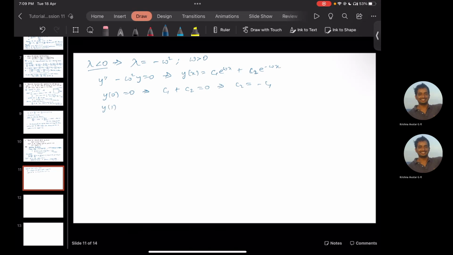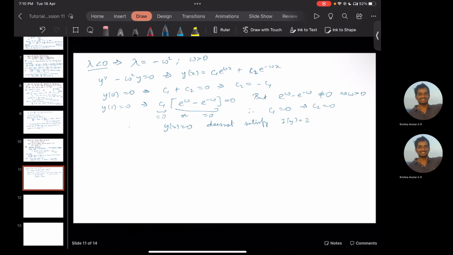Okay. If y of 1 is equal to 0, then this means that what we have is c1 times (e to the power omega minus e to the power minus omega) is equal to 0, is it not? So what we see here is either c1 is equal to 0 or this factor is equal to 0. But e to the power omega minus e to the power minus omega is never equal to 0, unless omega is equal to 0, but omega is greater than 0, right? So therefore, c1 has to be 0. This implies that c2 is equal to 0. Then again, y of x is equal to 0. It doesn't satisfy I of y is equal to 2. So therefore, lambda isn't less than 0.